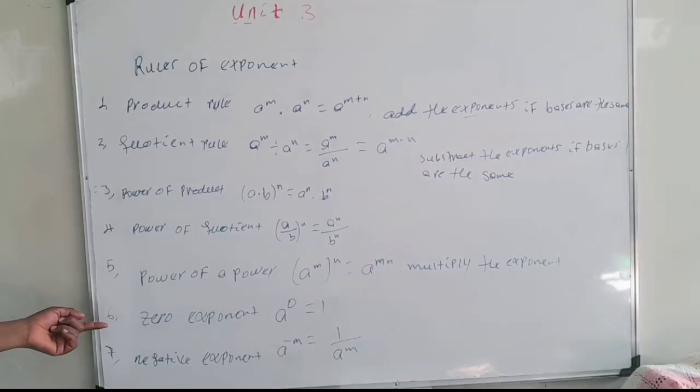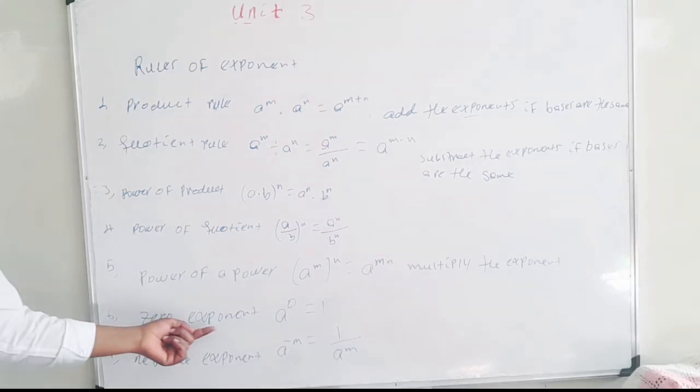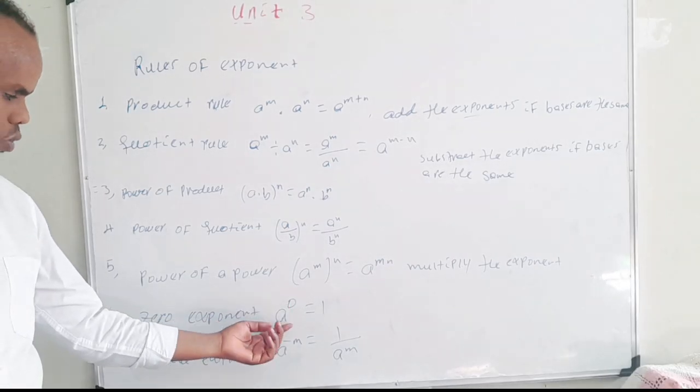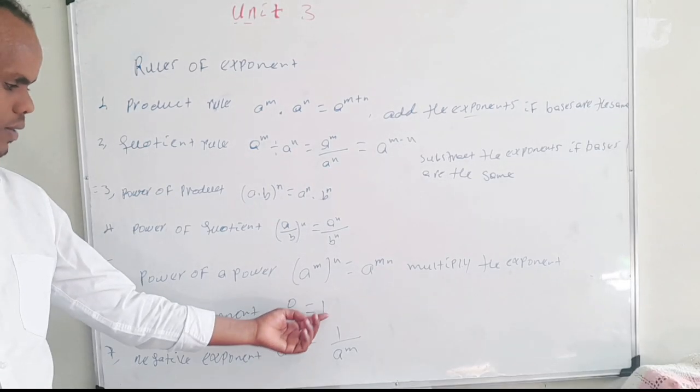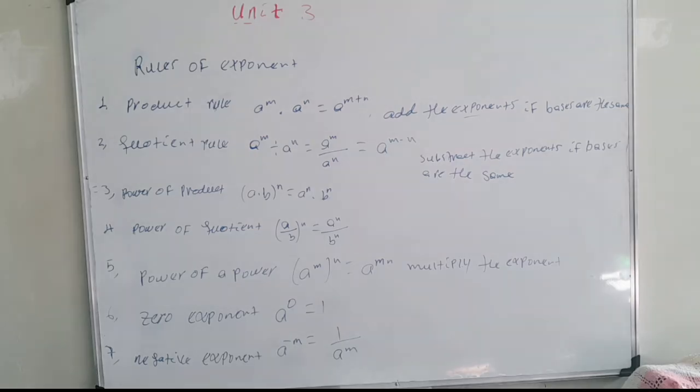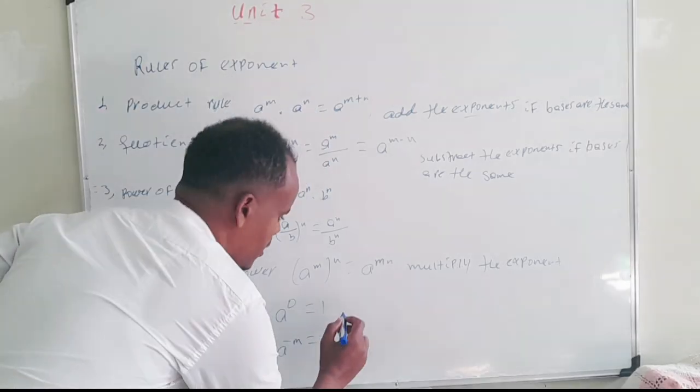And that is the zero exponent: any number to the power of 0 is 1.